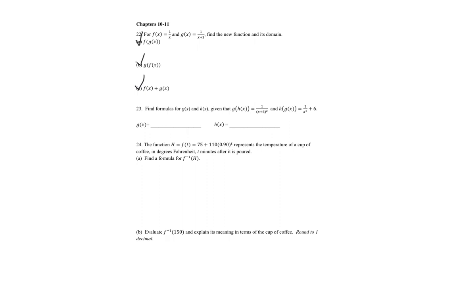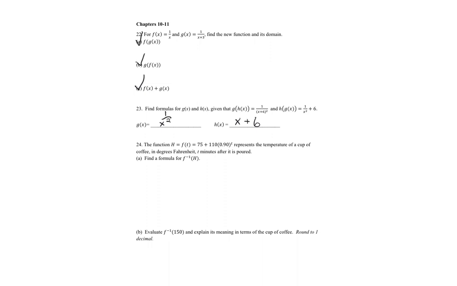So what I see is that when we have g of h of x, we have 1 over x plus 6 squared. And I see that x plus 6 could be a function of its own. So I'm going to guess that h of x is x plus 6. And so if I run with that, and I look at h of g of x, then I see that what replaces the x is a 1 over x squared. So I think that's what g of x is.